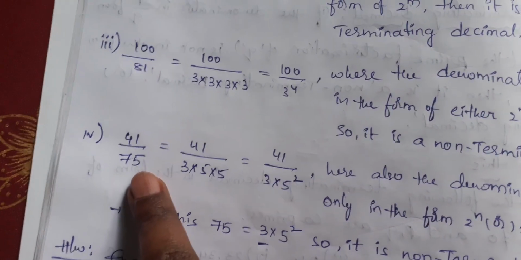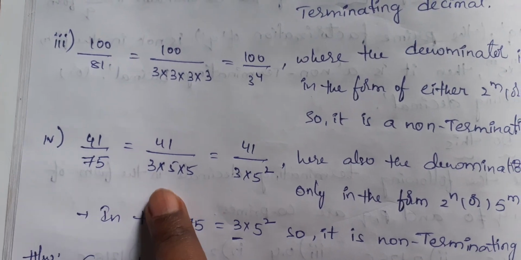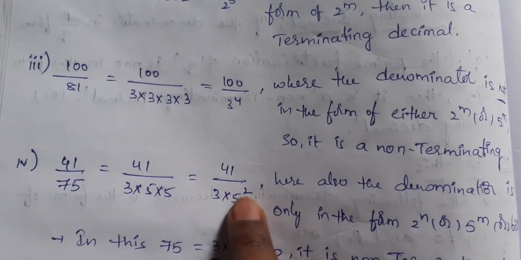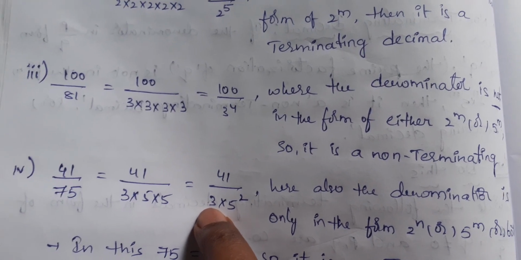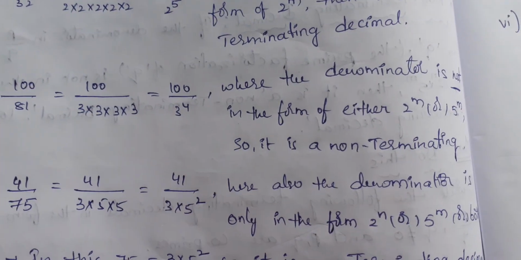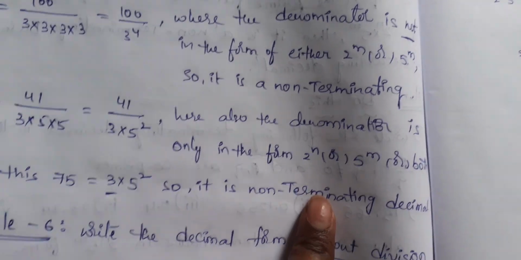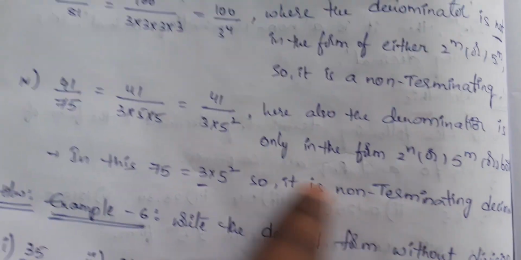And then the last one, 41 by 75. 75 becomes 3 into 5 into 5. We are getting 5 power m, but with it the other value 3 comes, which we can't consider. So that's why this value also becomes a non-terminating decimal. Okay, so I hope you are understanding without decimal values also.